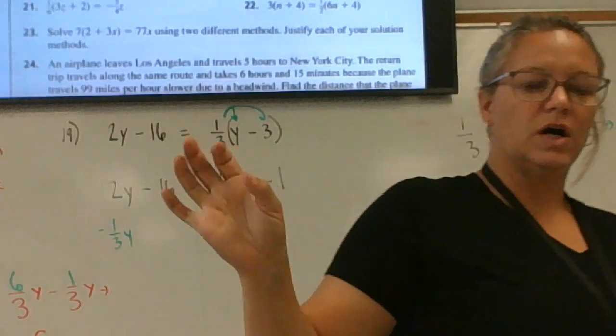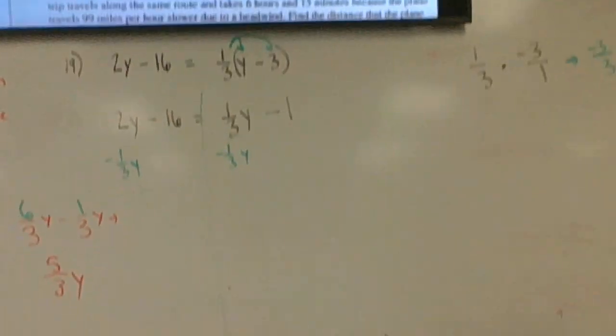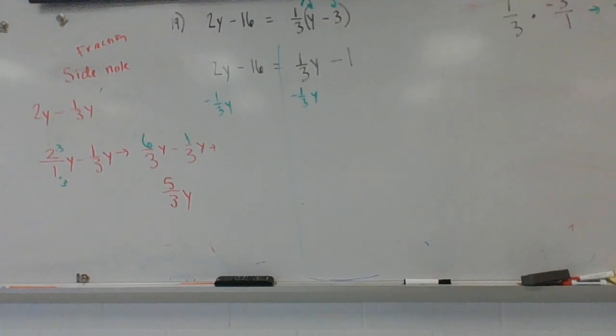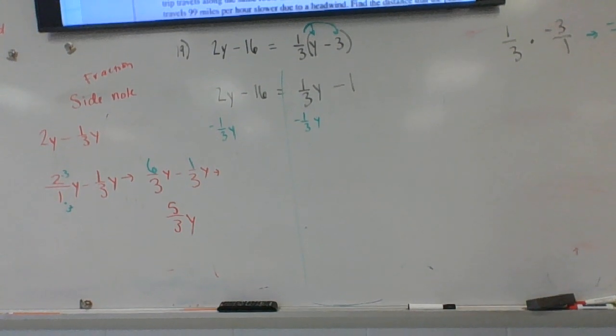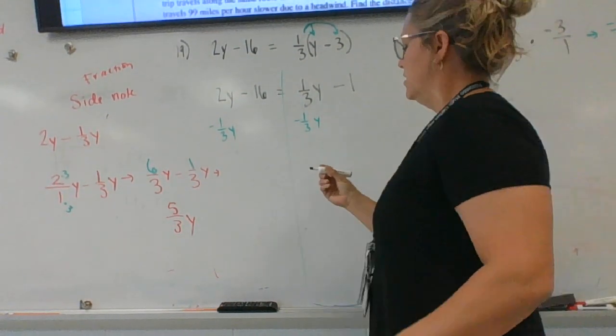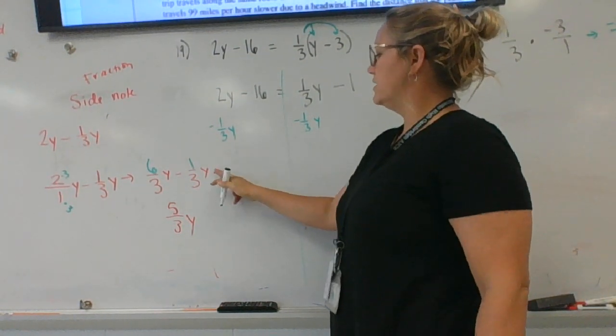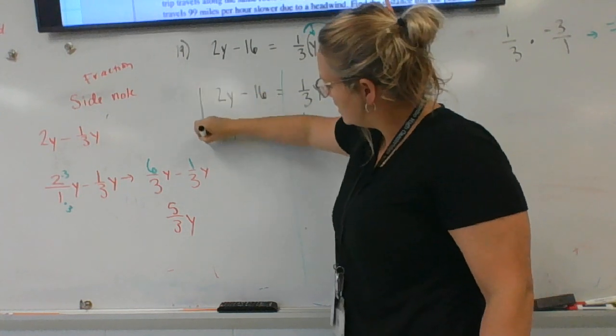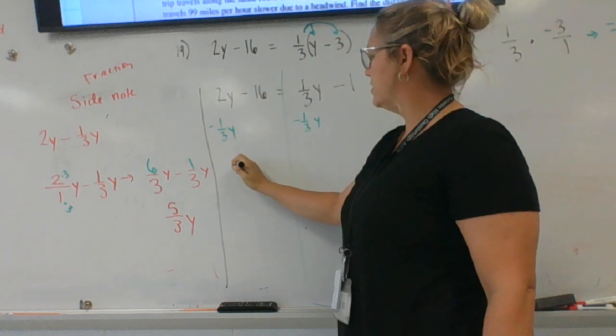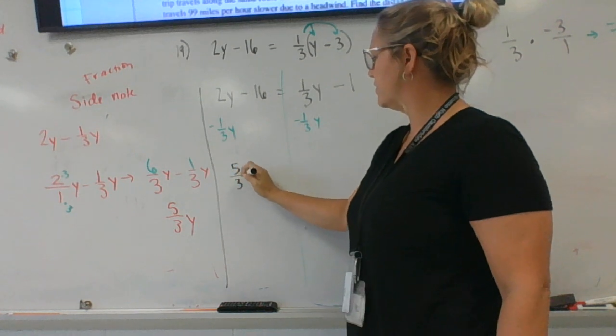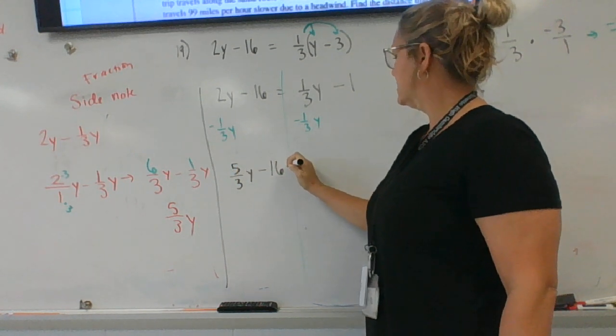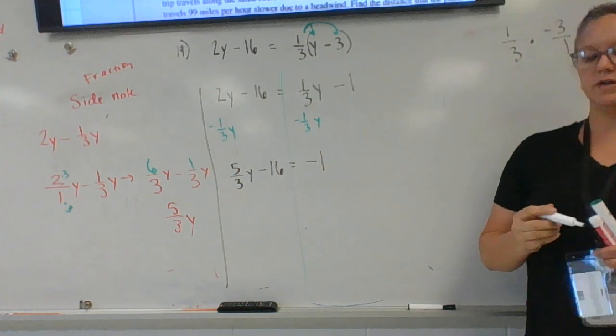So if you need to go off to the side to show your fraction work, do that to get your fraction work right. And I really want to encourage you to not go to a decimal, okay? So anyway, back to my problem. That would be 5 over 3 y minus 16 equals -1.